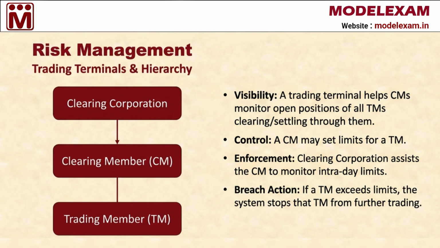To enforce these rules across the market hierarchy, the system uses advanced trading terminals. A trading terminal gives the clearing member complete visibility, allowing them to monitor the open positions of all the trading members who clear and settle trades under them. This gives the clearing member the control to set specific limits for their trading members. The clearing corporation actively assists the clearing member in monitoring these limits during the day. If a trading member exceeds the limits set for them, the system takes immediate breach action and stops that particular trading member from doing any further trading.